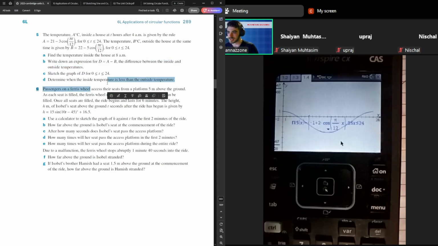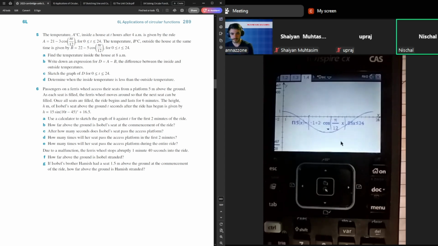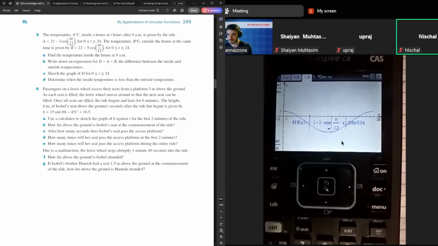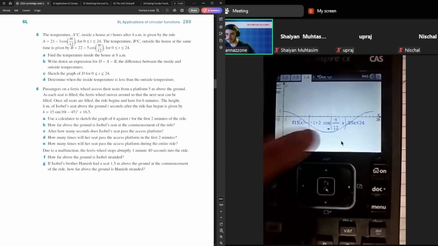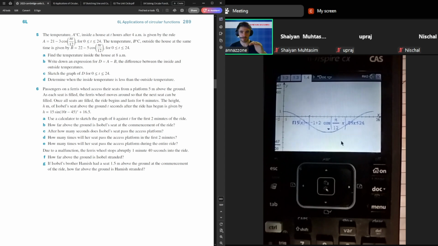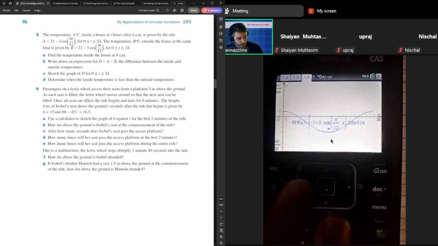So if you want to know when inside is less than outside, what does that tell you? What would your D values be? Negative? Yeah, negative. Where is it less than 0? This is a graph of D. Because your difference is with respect from inside to outside. If that difference is negative, then that's what those t values are.